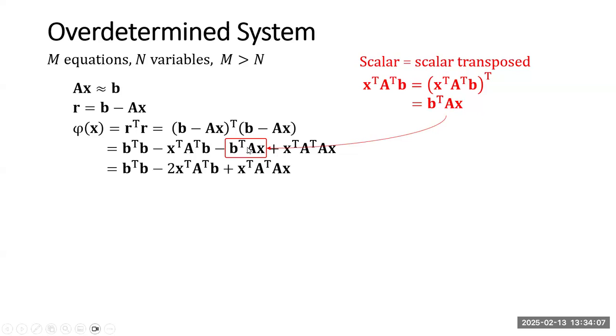B transpose AX, if we take the transpose of this, it must be equal to B transpose AX. So let's replace this scalar with its transpose. The transpose of B transpose AX is X transpose A transpose B. So we replace this with X transpose A transpose B, and these two terms are identical. Hence, this is the first term, the second and third terms reduce to negative twice X transpose A transpose B, and then this is the final term, X transpose AX.